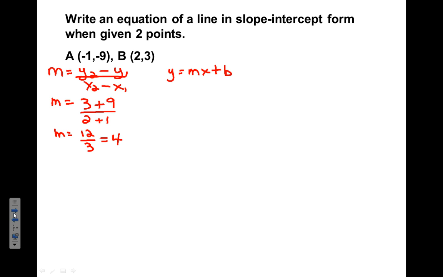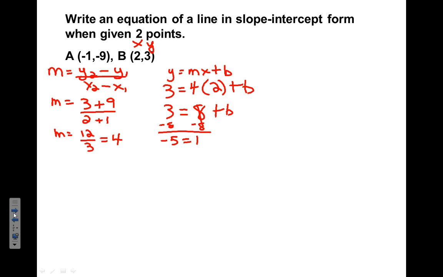So I'm going to pick the point 2 and 3. So this happens to be the x, this is the y. I plug those in along with my m, and I can find b. So I've got 3 is equal to, m is 4, x is 2, b I don't know. So that's solve for b. So we've got 3 is equal to 4 times 2 is 8 plus b. So I subtract 8 from both sides. Those cross out. 3 minus 8 is negative 5. So negative 5 is equal to b.